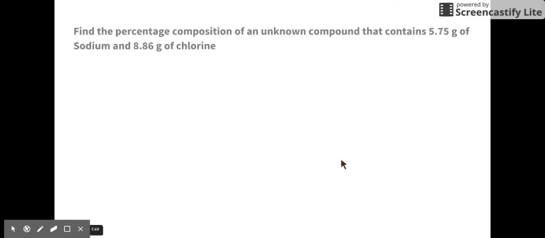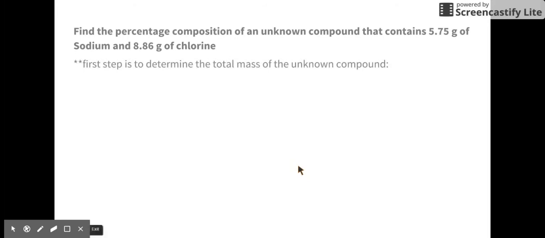So see if you can figure this one out. Find the percentage composition of an unknown compound that contains 5.75 grams of sodium and 8.6 grams of chlorine. I recommend pausing the video to see if you can understand how to do this one. If you paused, you're awesome. Let's see if we can check your work.